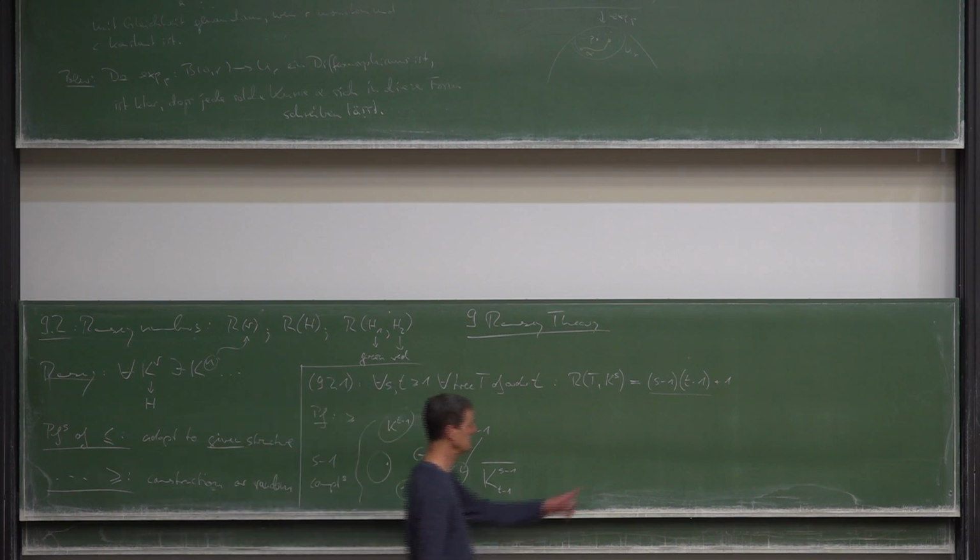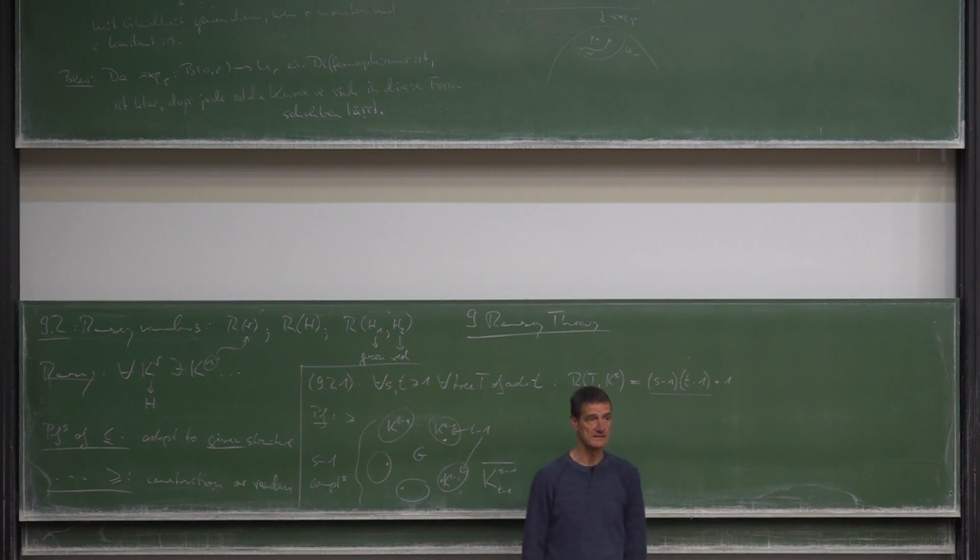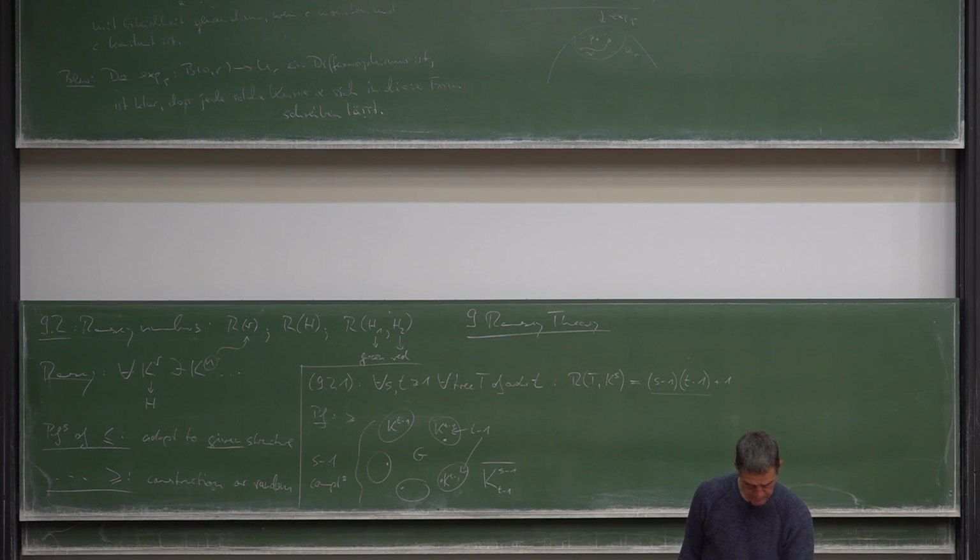Right, and that has exactly this number of vertices, and that's it. Yeah. Questions? Okay, so that was easy.